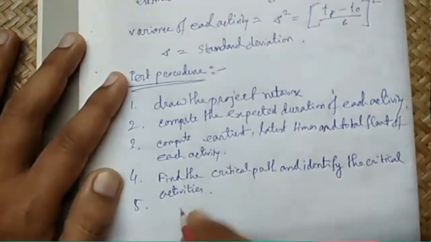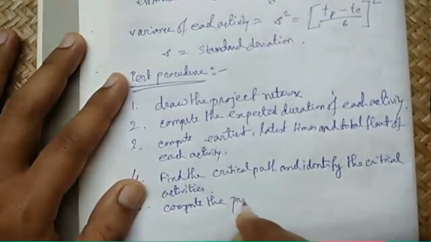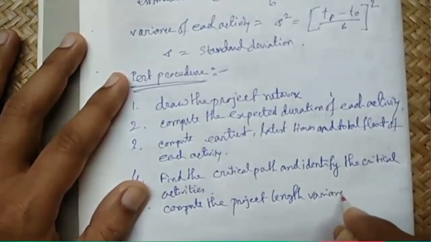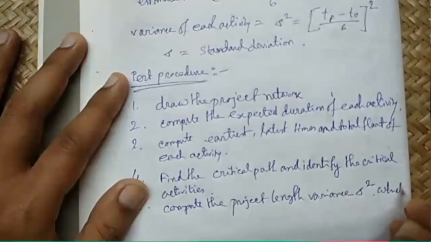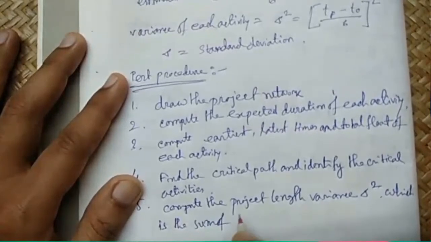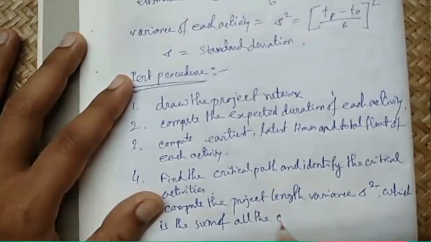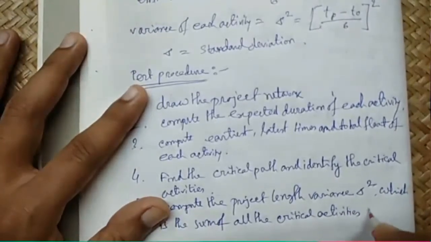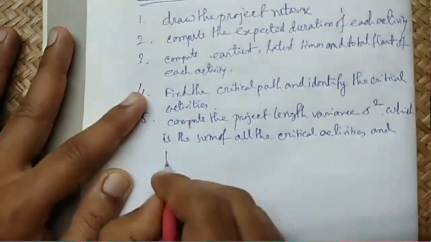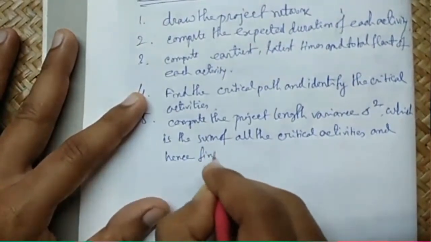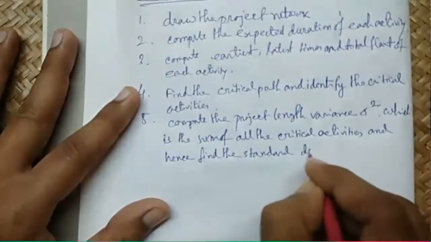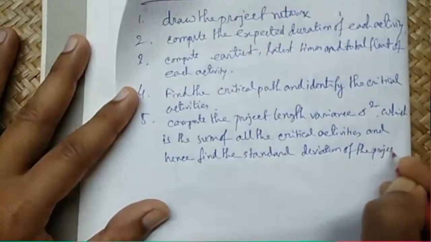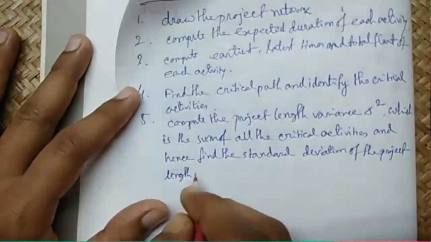Step 5: compute the project length variance sigma square, which is the sum of all the critical activities' variances, and hence find the standard deviation of the project length, sigma.